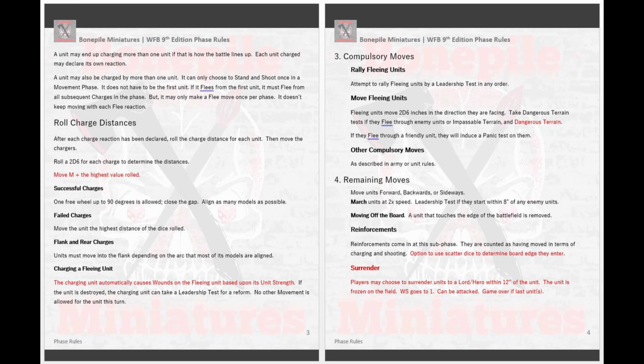So after that, the failed charge distances has the same rule as 8th edition, but then there's another change with charging into fleeing units.